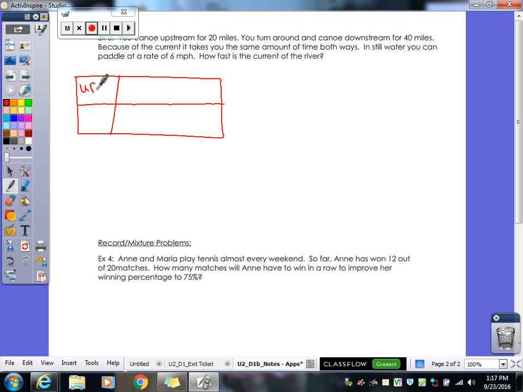Alright, so we have upstream versus downstream. I'm setting up the same kind of chart we had on the front on the last problem we just did. Distance, rate, and time. So how far did we canoe upstream? 20 miles. Downstream, we went 40 miles.